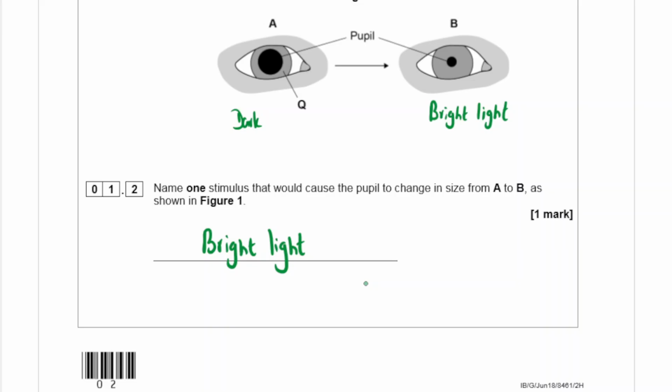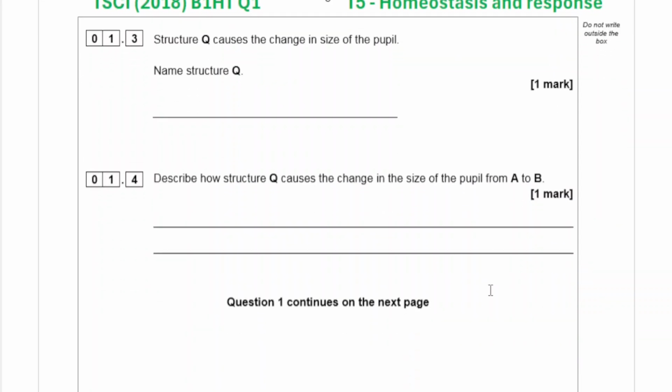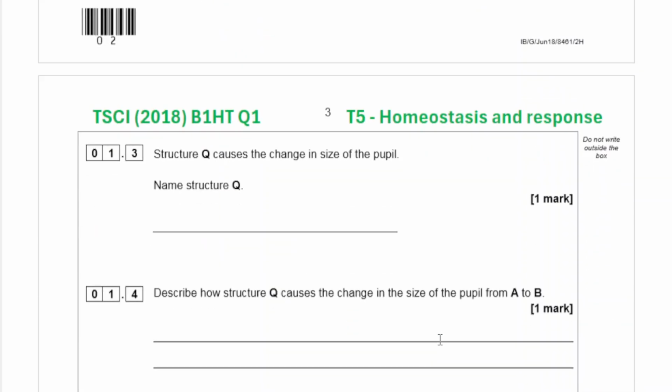If you simply say light, that would be incorrect, because even here in A, it's still trying to detect light. So it has to be bright light for it to be small. Structure Q causes the change in size of the pupil. Name structure Q. What is Q? Q is basically the muscles that is around the eye, and that is the iris. Remember, the pupil is basically the hole.